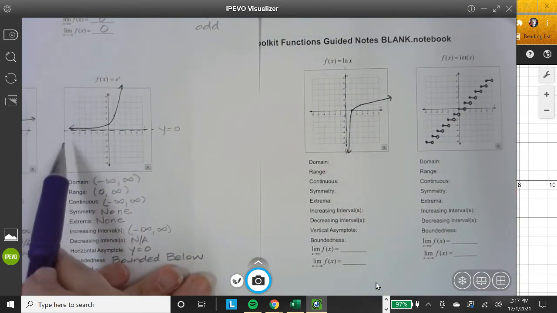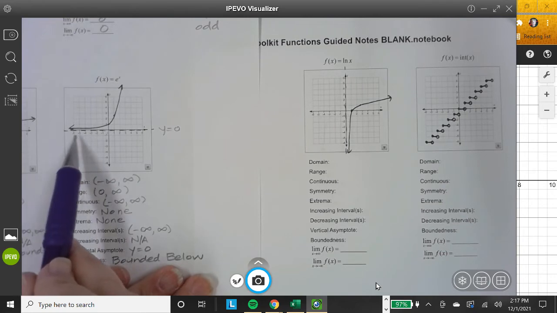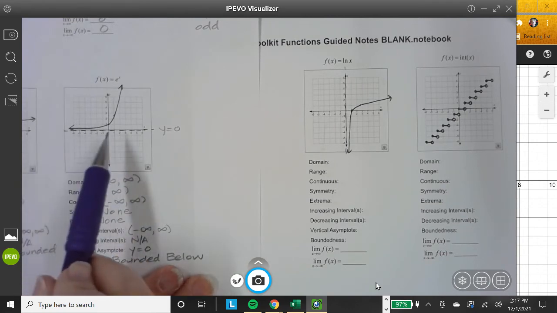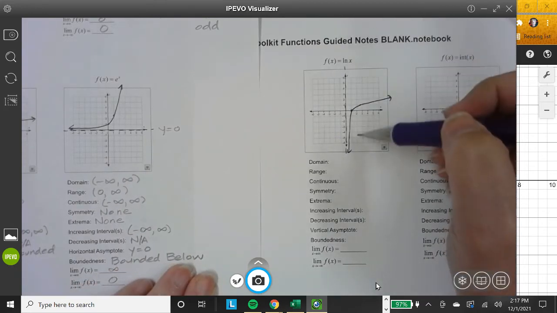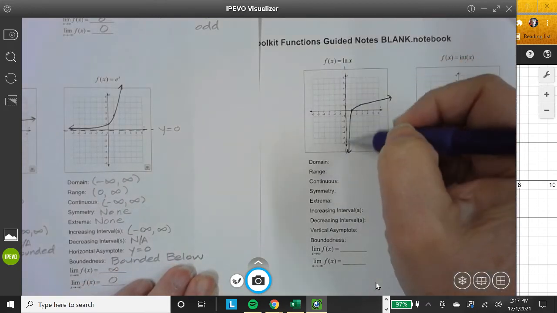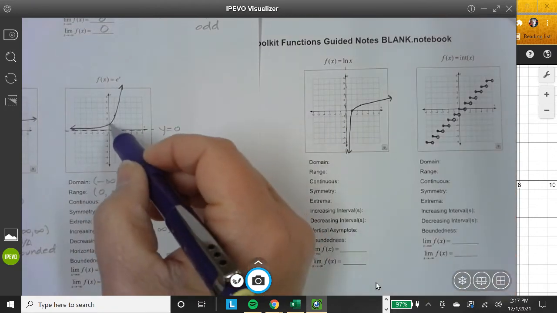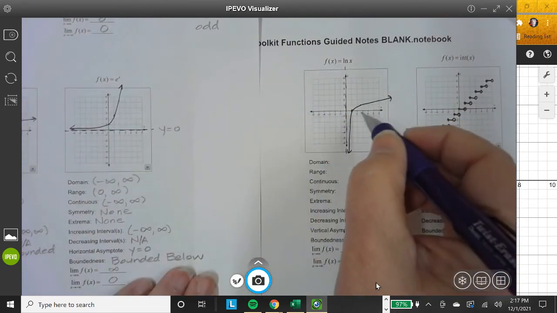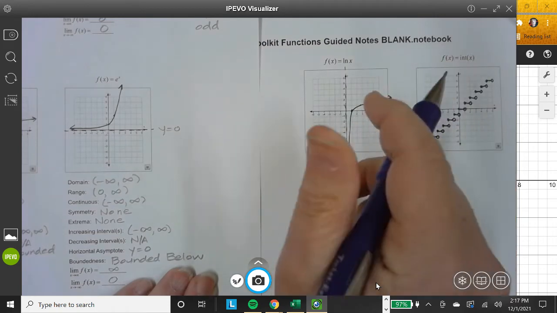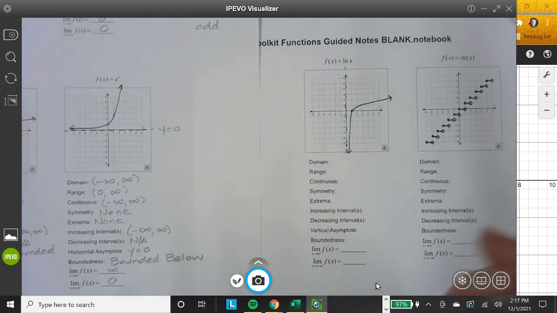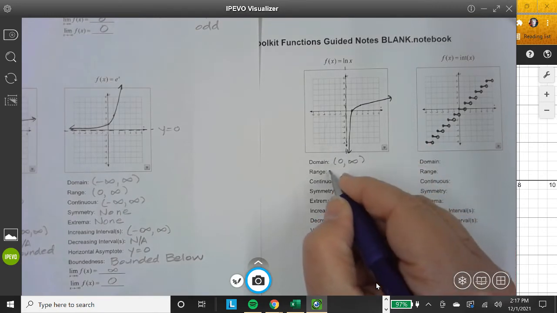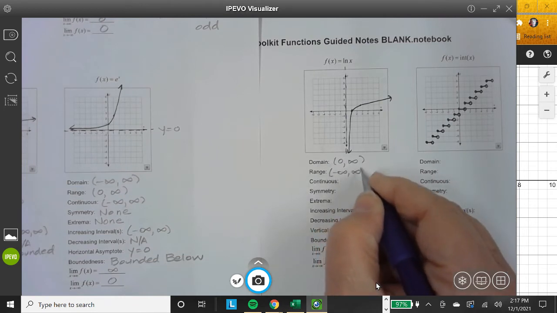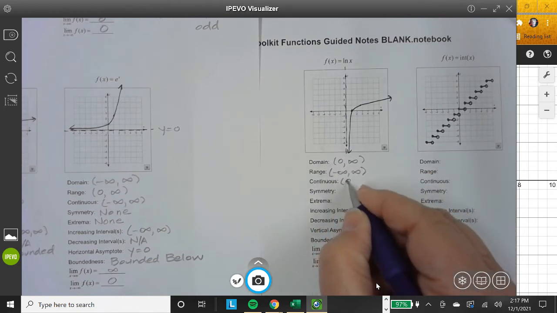And when you have an inverse, the y equals 0 asymptote here for the e to the x becomes x equals 0, because when you do inverses, you switch the x and the y. So this becomes a vertical asymptote. And this point here, (0, 1), becomes (1, 0), because you switch the x and the y when you do inverses. All right, the domain is 0 to infinity. The range is all real numbers. The y's can be anything. It's continuous from 0 to infinity.